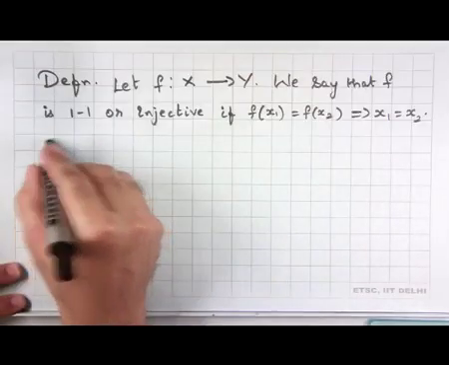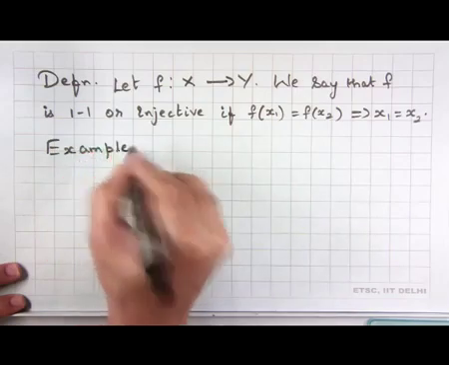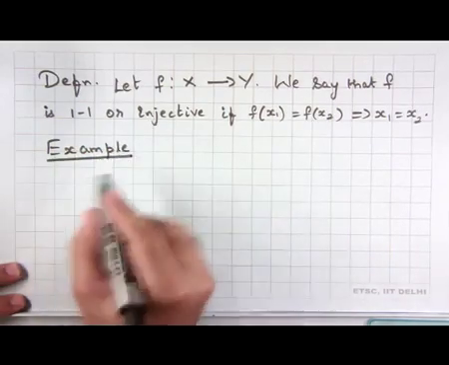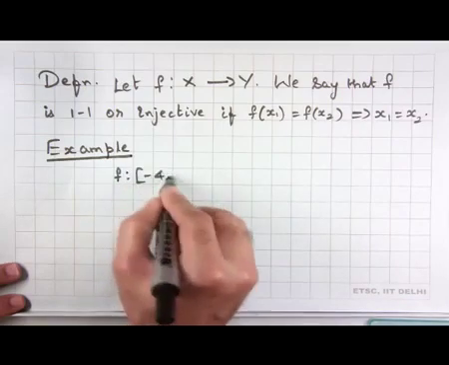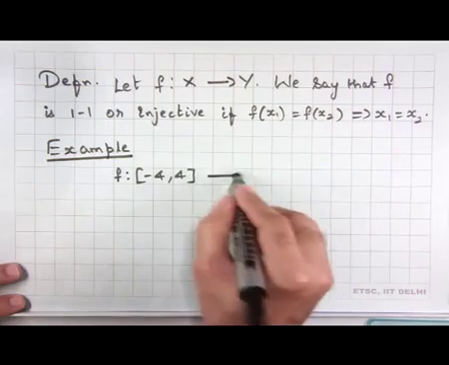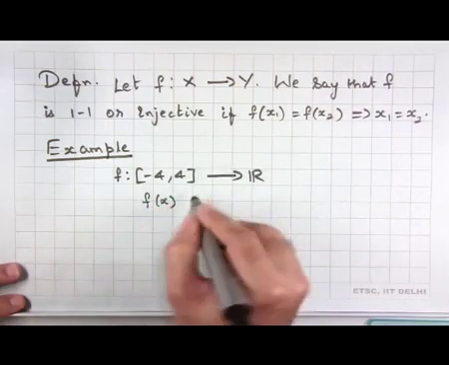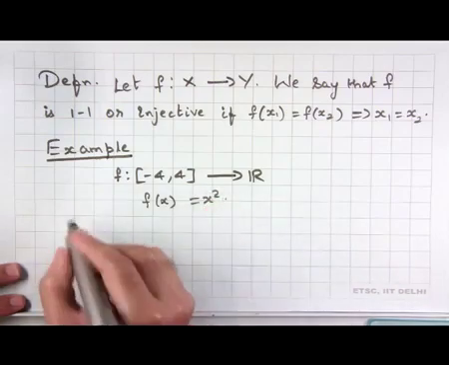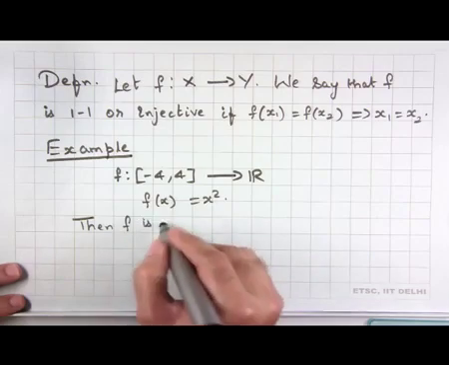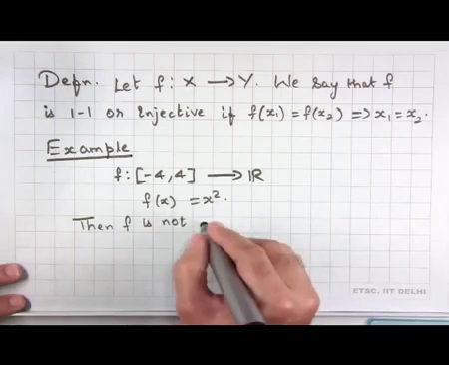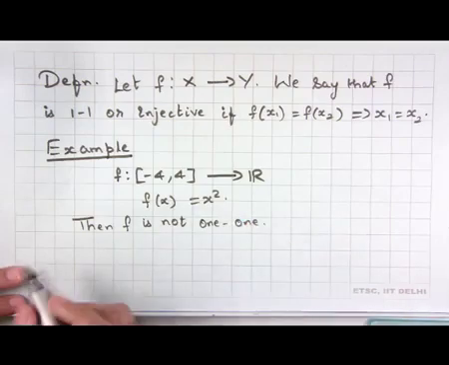Let us do an example. If we look at the previous example, f of x equal to x square, then f is not 1-1, that is what we observed. It is not 1 to 1.